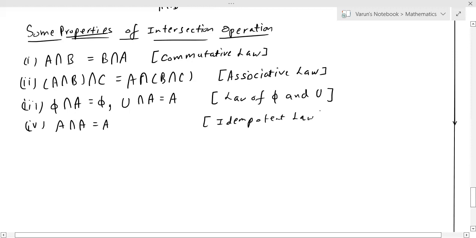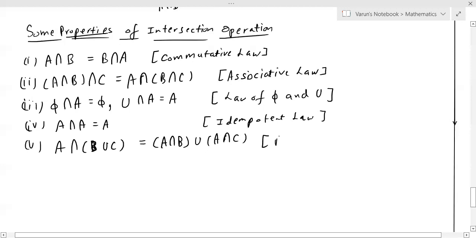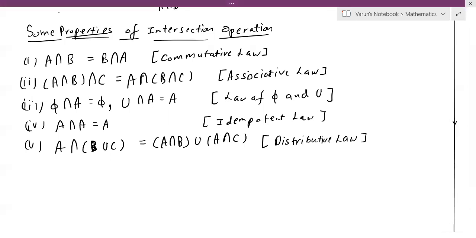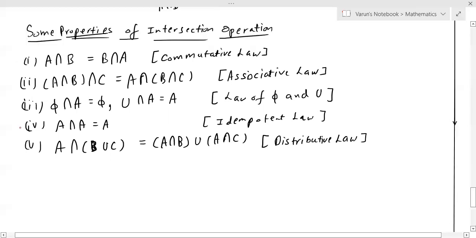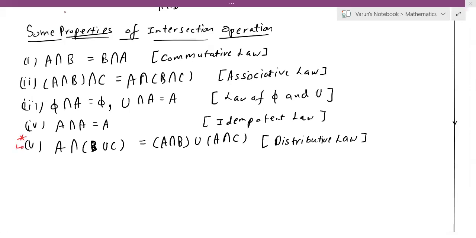And lastly, we have A intersection (B union C) is equal to (A intersection B) union (A intersection C), and this is known as the distributive law. This one is worth noting. Maybe you can just mark this one as important, and then we'll move forward.